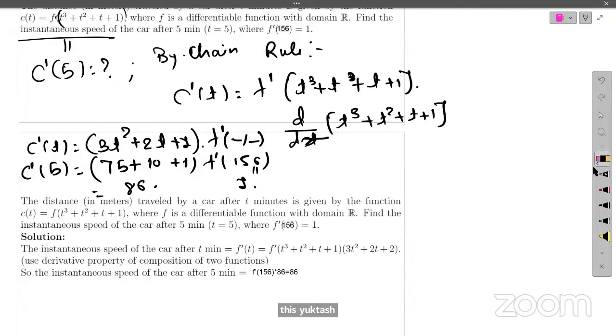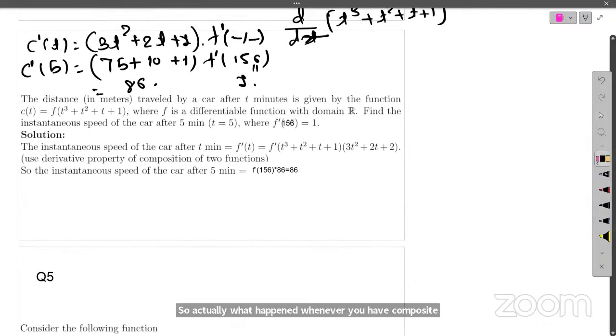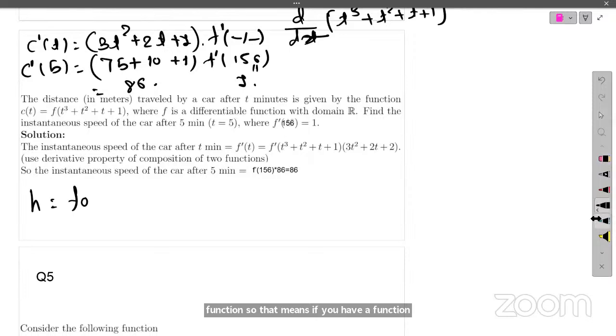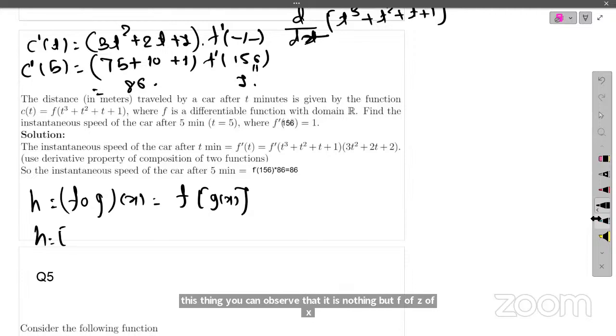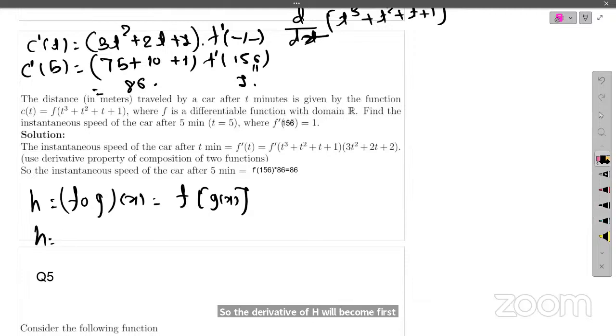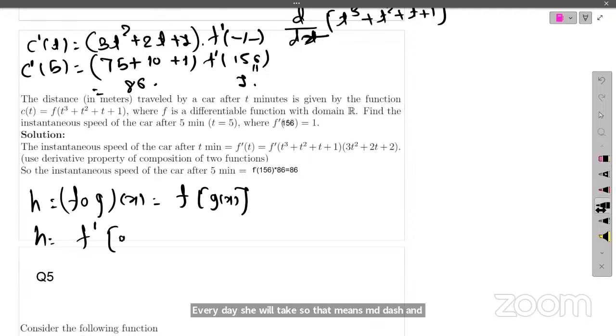So actually what happens whenever you have a composite function, that means if you have a function, suppose h is your function in terms of f composite g of x. So you can observe that it is nothing but f of g of x. So the derivative of h will become: first you differentiate the outermost function, so that means f dash you will take, and the input will stay as it is. That means the input will be g of x only, not g dash, and then you will multiply it by g dash of x. So this is the chain rule.